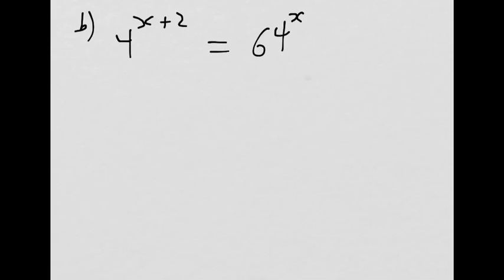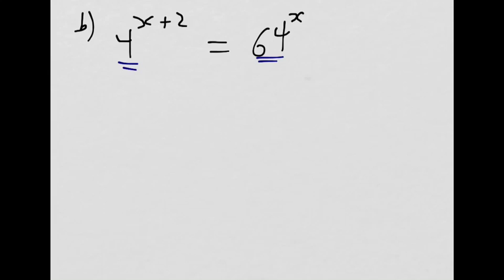Okay, let's look at the next one. B, I've got 4 to the x plus 2 equals 64 to the power of x. Like I said before, if the bases are the same, the exponents are the same, we can equate them and then solve. Is that the case here? No, I've got a base of 4 and a base of 64. Ugh. So the bases are not the same, but is there a way of changing 64 so that it becomes a base of 4?